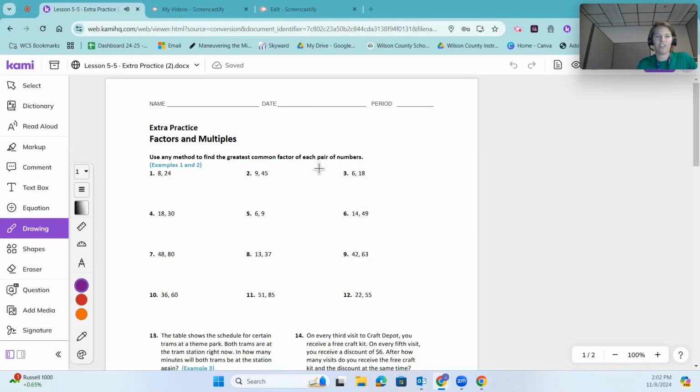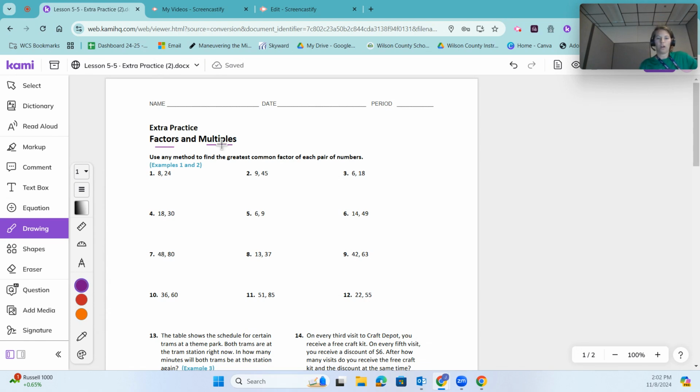Today we are finding greatest common factor and least common multiple, working with factors and multiples. Factors are all the numbers that can go into a number. Multiples are all the numbers that number multiplies to equal.